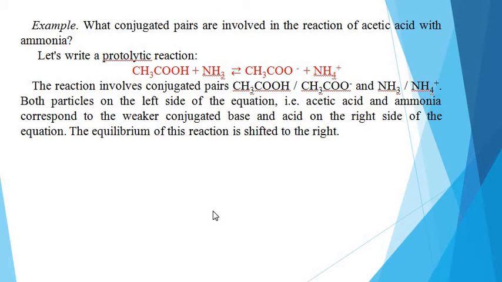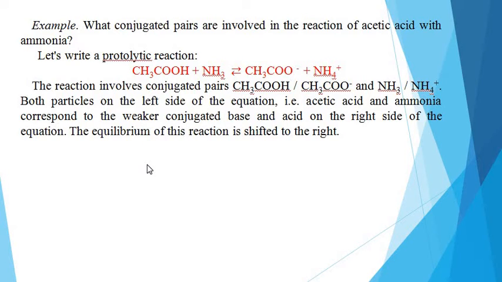Or another example, what conjugated pairs are involved in the reaction of acetic acid with ammonia? Let's write a protolytic reaction of the weak acid with ammonia. In this case, the reaction involves conjugated pairs, acetic acid and acetate ion, another pair, ammonia and ammonium positive ion.